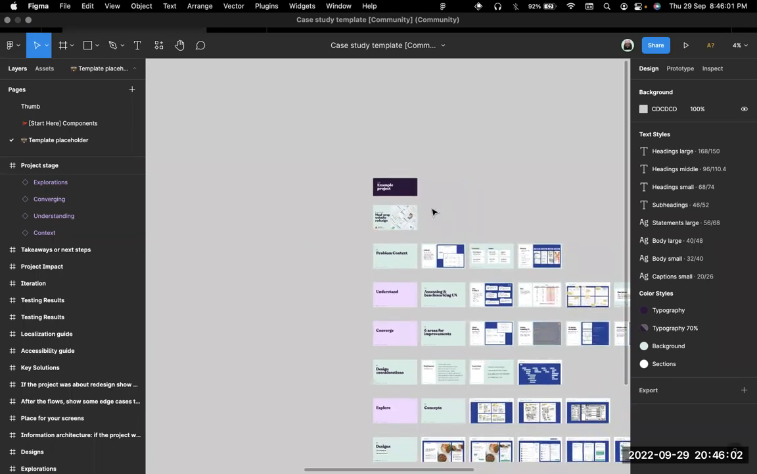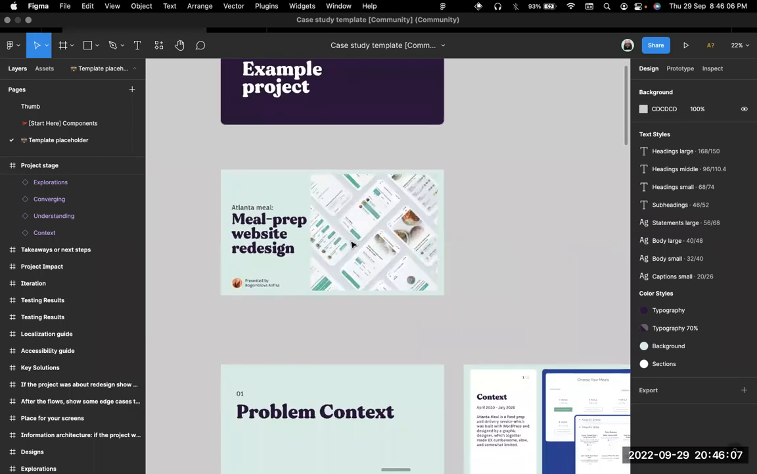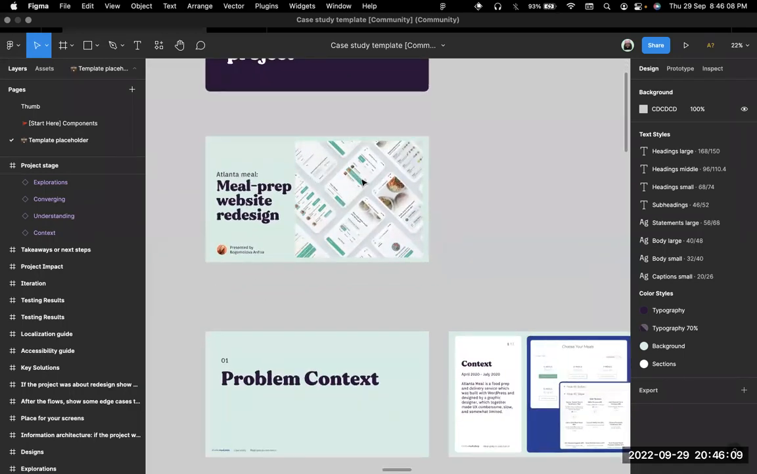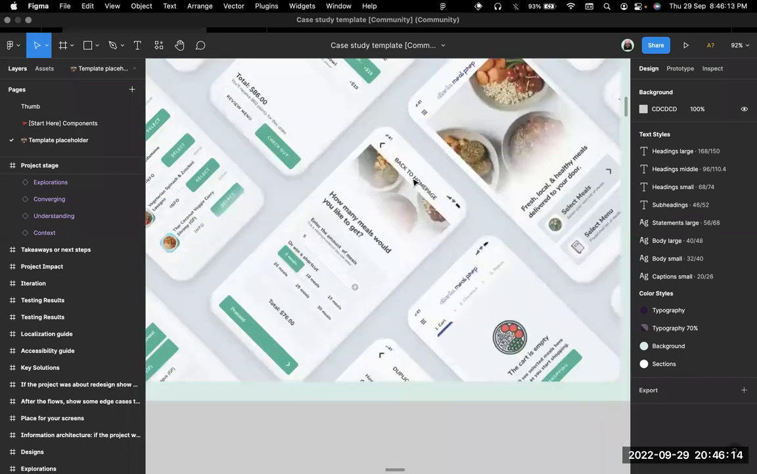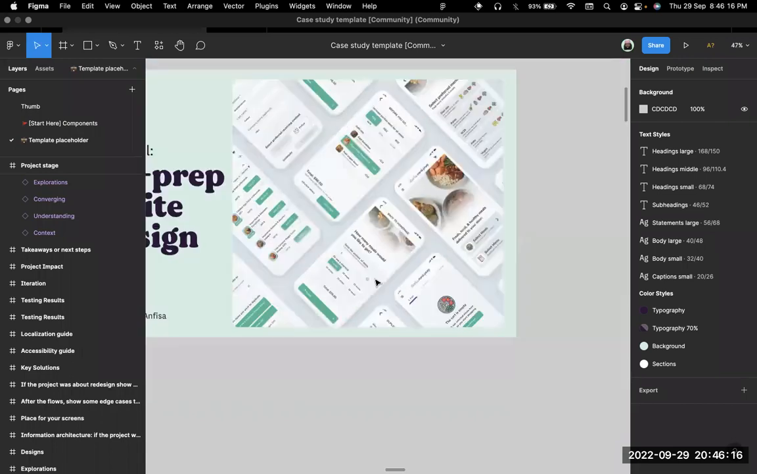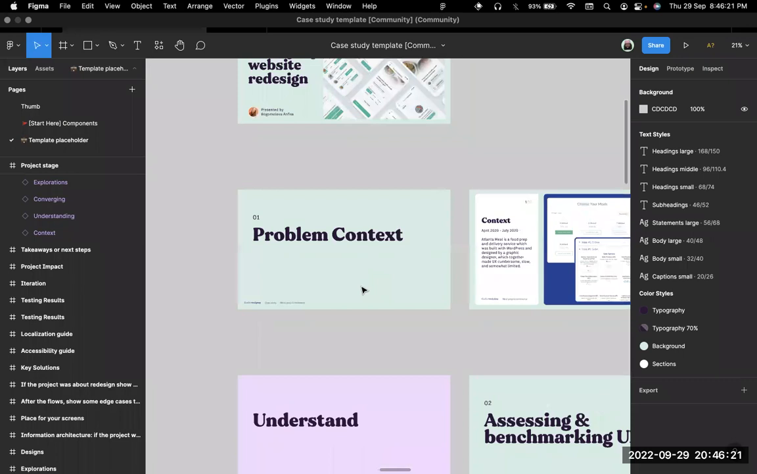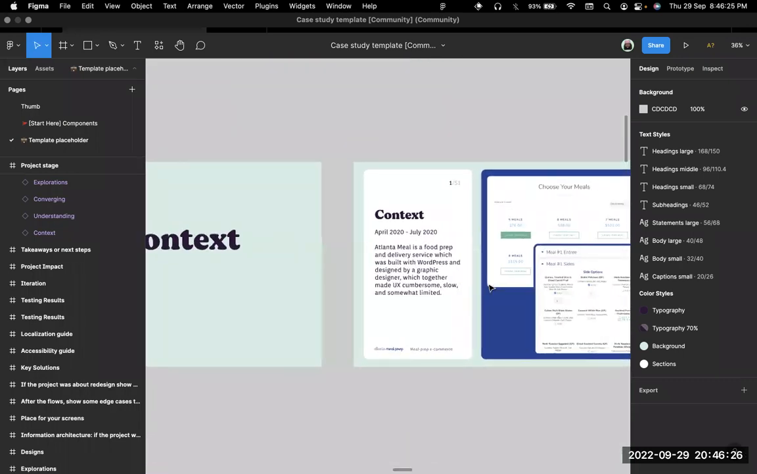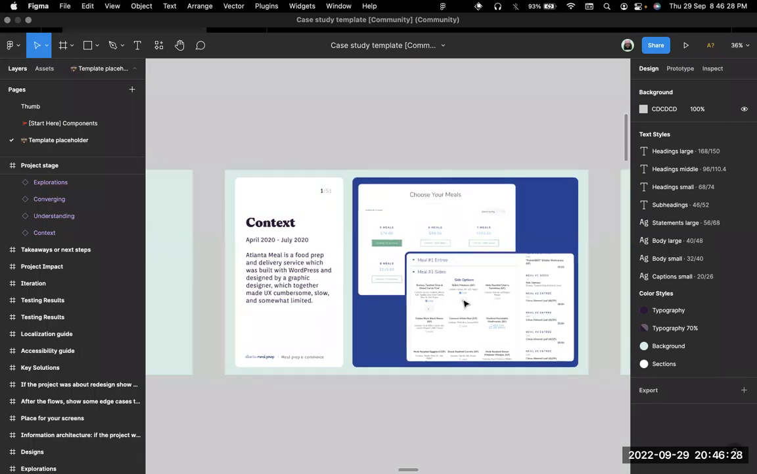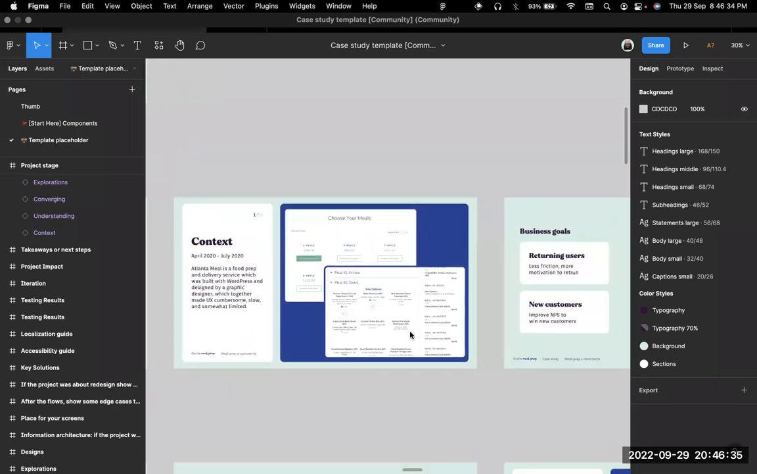Yeah, so take a look at an example we have here. This is an example project. Someone built a meal preparation website design. For some reason, this is a mobile screen, so I'm assuming it's a responsive website. Okay, so this is a very mobile friendly website design. And then we have the problem context, right? And the problem context is described right here. I think maybe this was the previous design or the current design. I'm not going to check that, but you have the problem context.